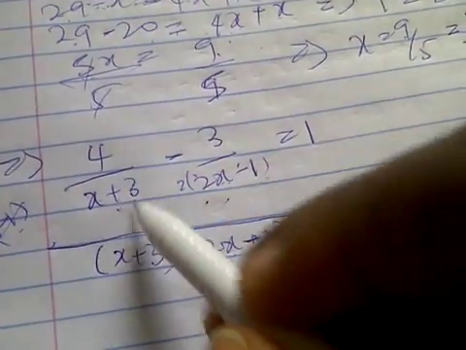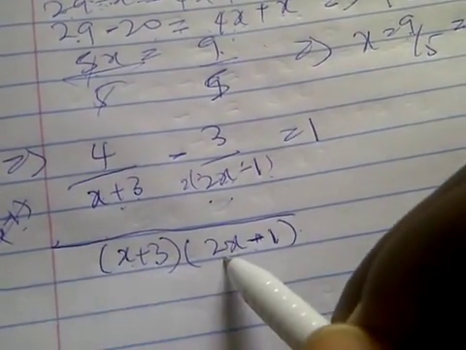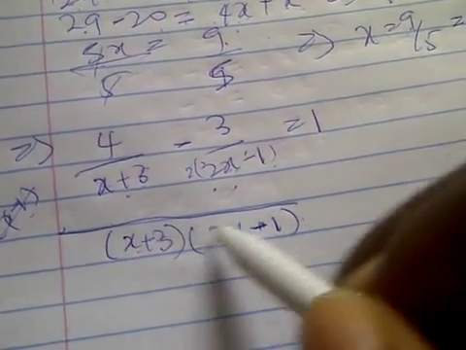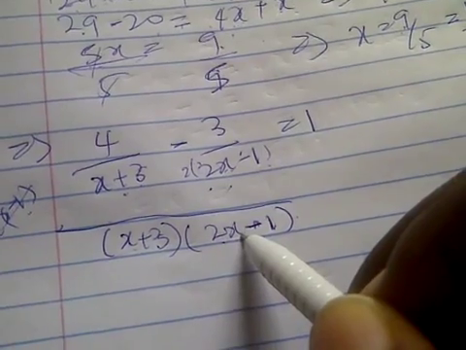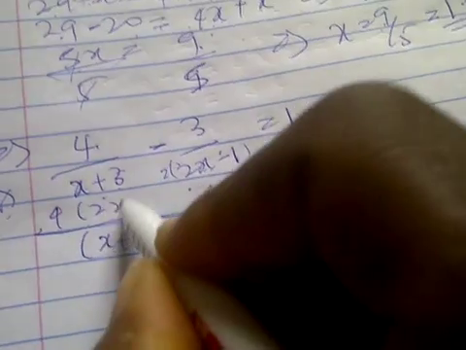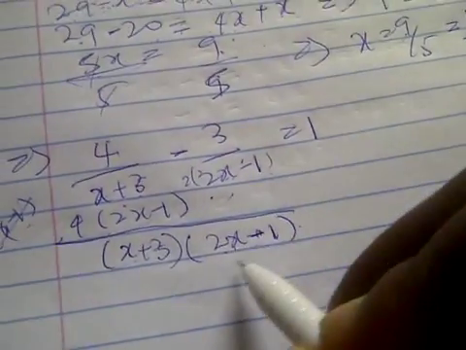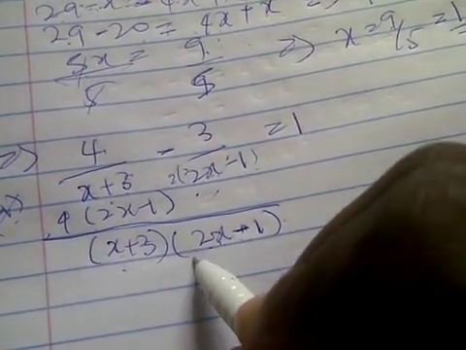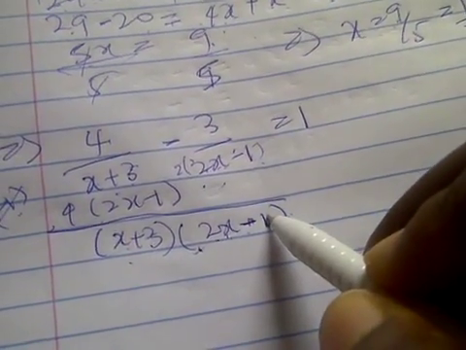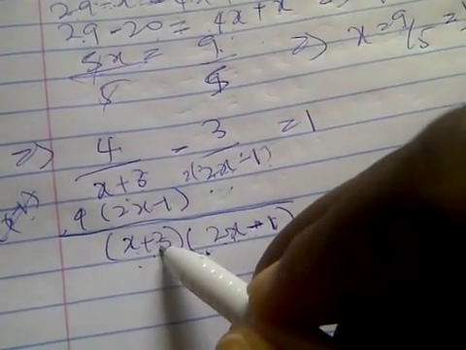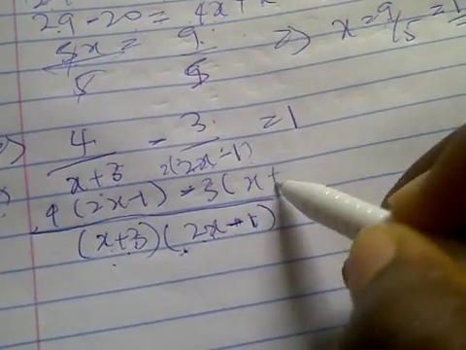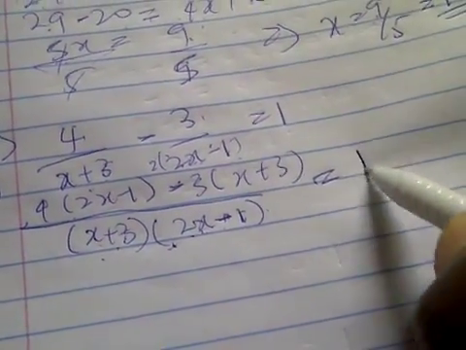Now when x plus 3 into 2x minus 1 divides x plus 3, x plus 3 will cancel x plus 3, then 2x minus 1 will remain. So 2x minus 1 will multiply 4, so you have 4 into 2x minus 1. Then when x plus 3 into 2x minus 1 divides 2x minus 1, 2x minus 1 will cancel 2x minus 1, so x plus 3 will remain, and x plus 3 will multiply minus 3. So you have minus 3 into x plus 3 equal to 1.